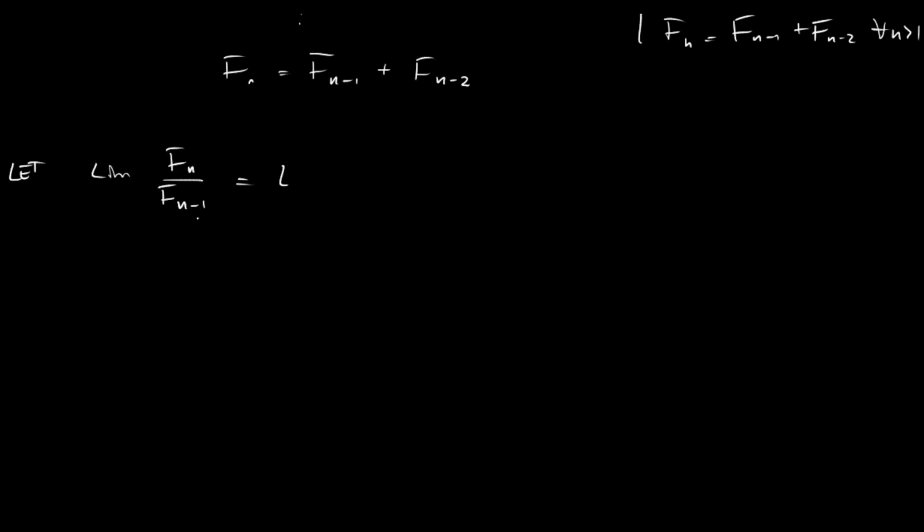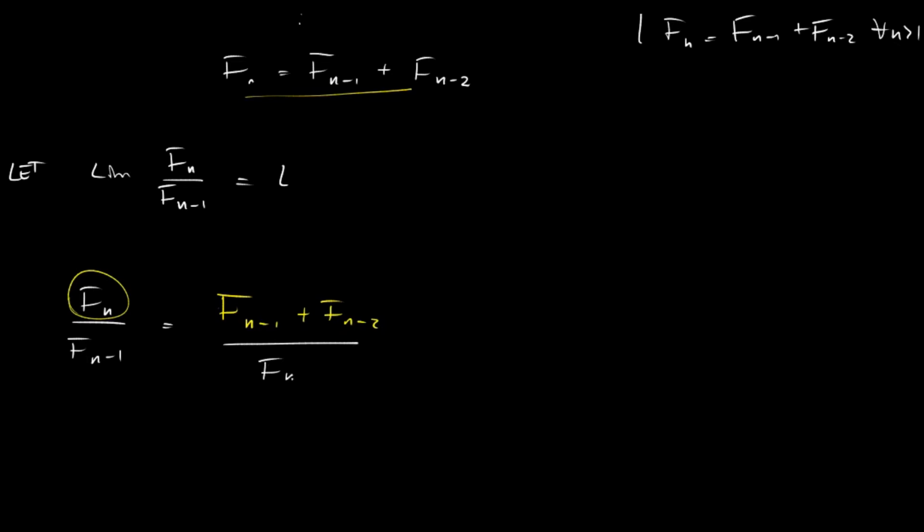So first let's work a bit on this expression. We have fn divided by fn minus 1. We want to find the limit L. So all we know is the definition of the sequence. So we just replace it here and we get that fn is fn minus 1 plus fn minus 2, and all this divided by fn minus 1. We can now rewrite this as fn minus 1 divided by fn minus 1 plus fn minus 2 divided by fn minus 2.